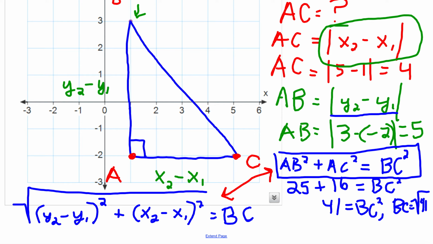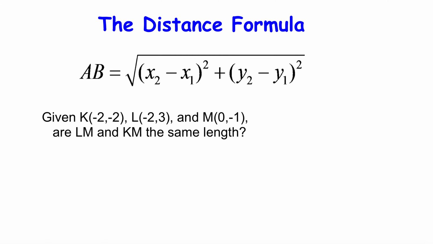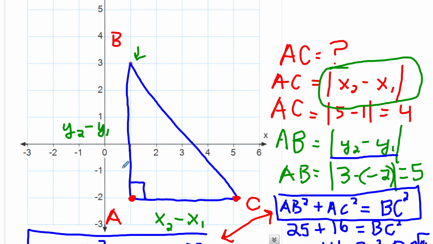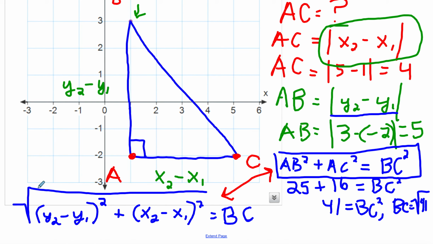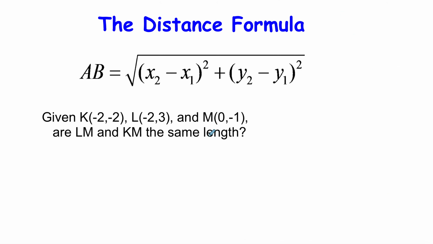So officially, the distance formula looks like this. In general, the distance between 2 points AB is going to be the same thing as the square root of x2 minus x1 squared plus y2 minus y1 squared, which is what we just solved for right here. If you see this, that's the exact same thing. y2 minus y1 squared plus x2 minus x1 squared, and the square root of all of that. So that's the distance formula.